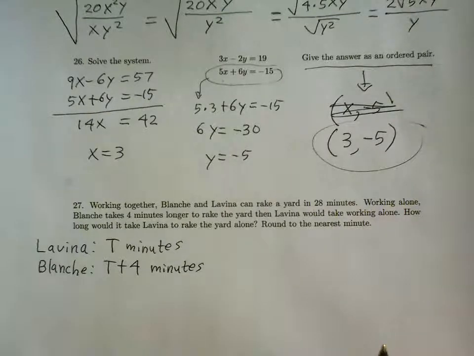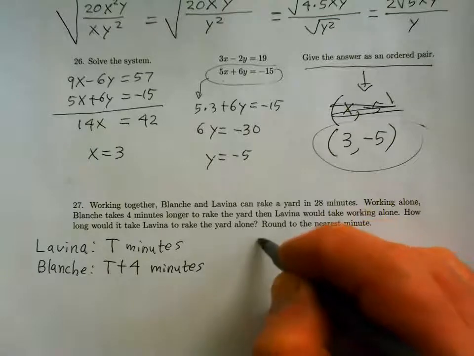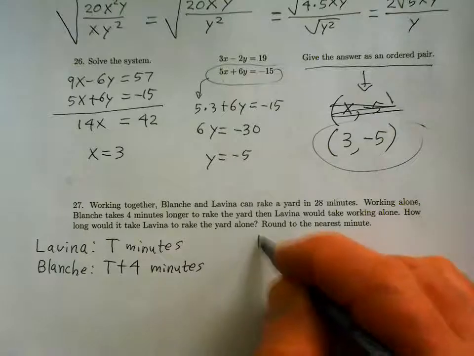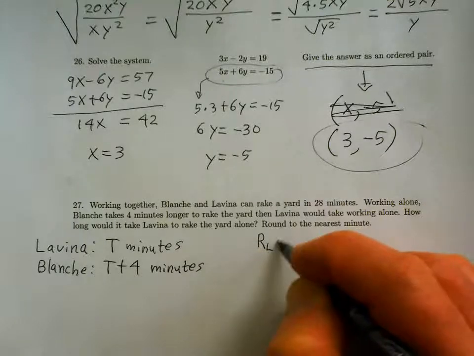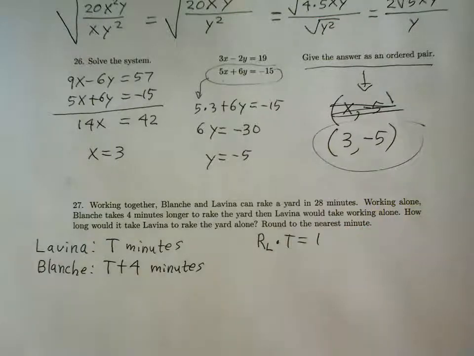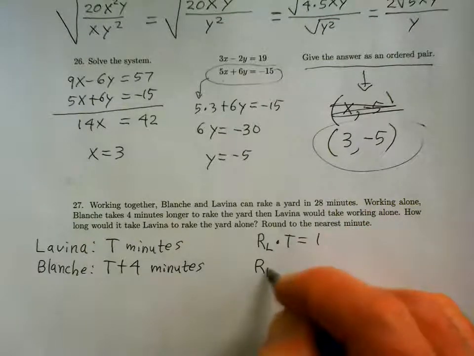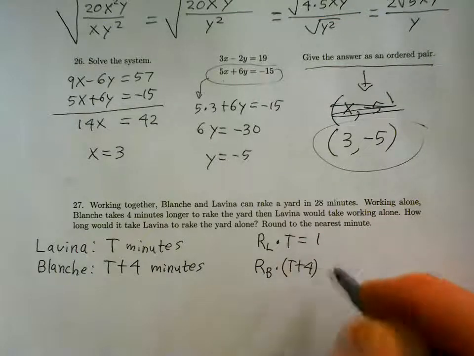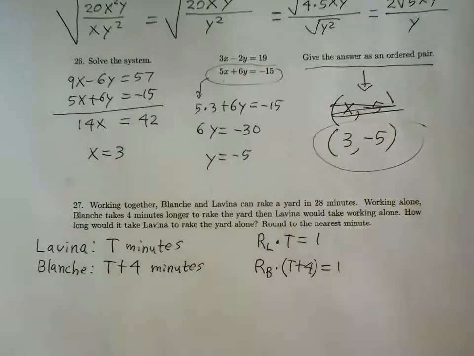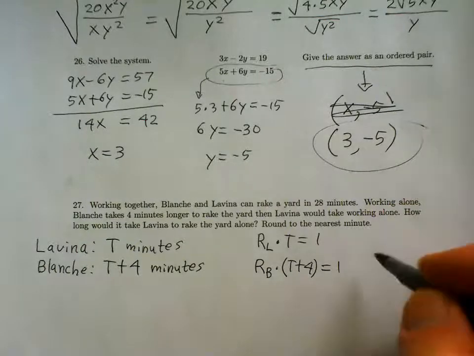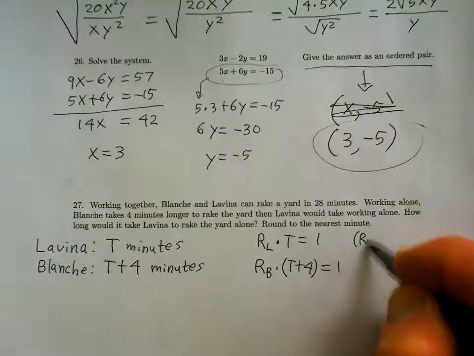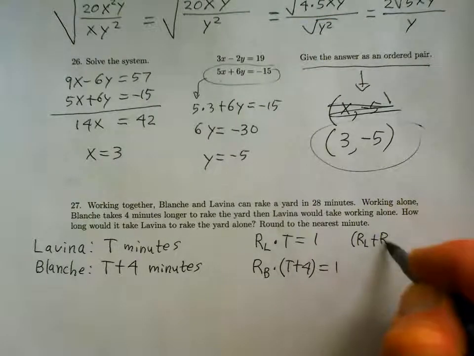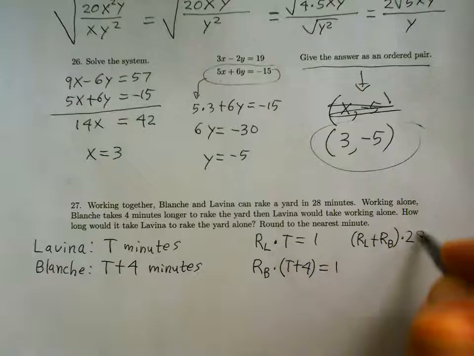And so we can write down 3 equations, each having the form rate times time equals 1. Lavina works at a certain rate for T minutes to rake 1 yard. Blanche works for T plus 4 minutes to rake 1 yard. And then when they work together, they can rake the yard in 28 minutes. So Lavina's rate plus Blanche's rate times 28 equals 1.